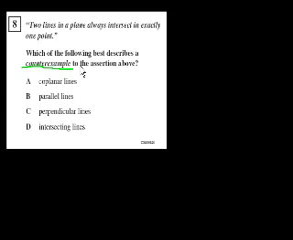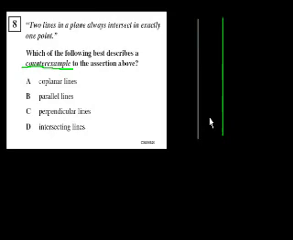So I like to think of the answer even before seeing the choices. So can I think of two lines in a plane that don't intersect in exactly one point? Well, what if they're parallel, right? What if I have, let me see, that line and that line. They're never going to intersect with each other. They're parallel. That's the definition of parallel lines.